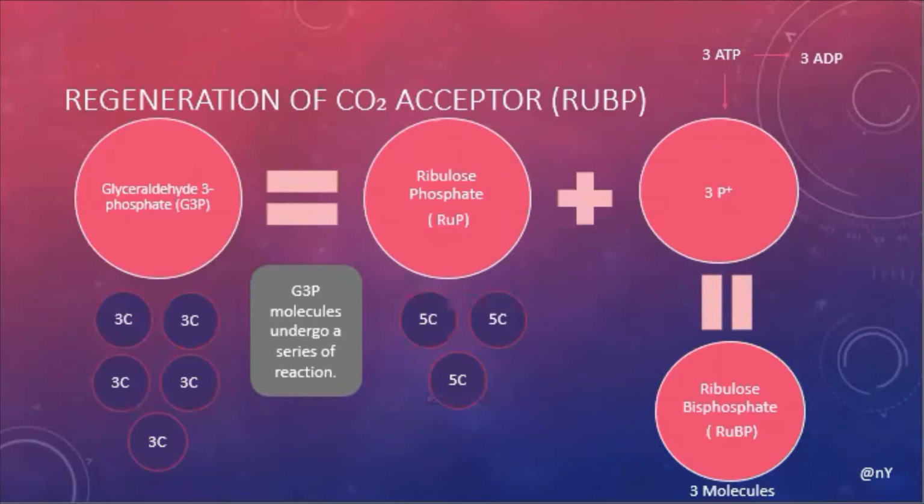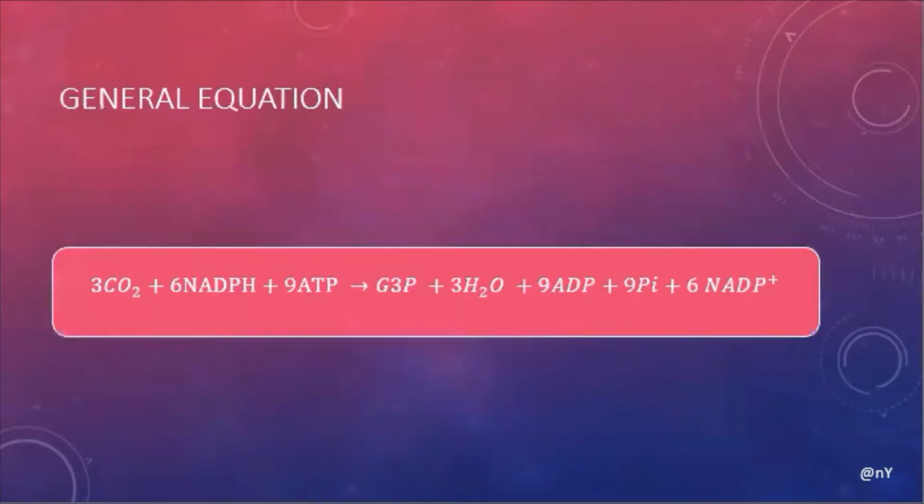In this way, not only is the output gained, that is glyceraldehyde 3-phosphate, however, another molecule of RuBP is again produced in order to restart the reaction. So the general equation is 3 carbon dioxide plus 6 NADPH plus 9 ATP. They give 1 G3P molecule plus 3 H2O plus 9 ADP plus 9 phosphate plus 6 NADP+.